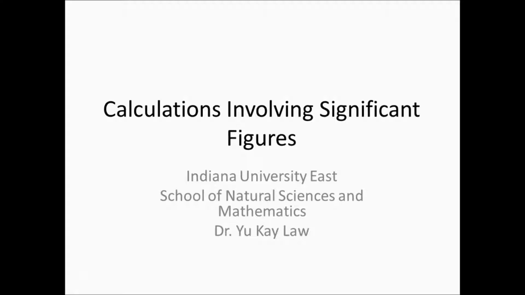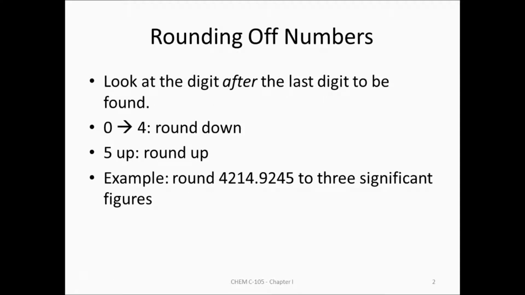Calculations involving significant figures. So there's a couple of aspects in calculations involving significant figures. Firstly, we need to standardize our approach to rounding off numbers. I believe you may have learned a different rule, but essentially we follow the 5 and up, we round up. We don't use the round-to-even rule in this class. And we look at the digit right afterwards. We don't look at anything else, essentially.